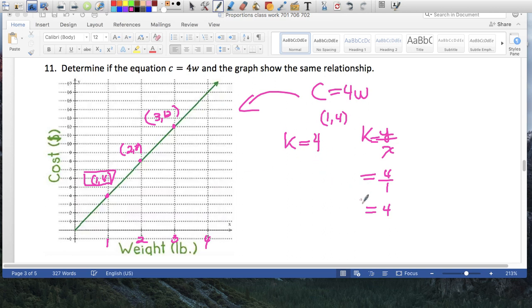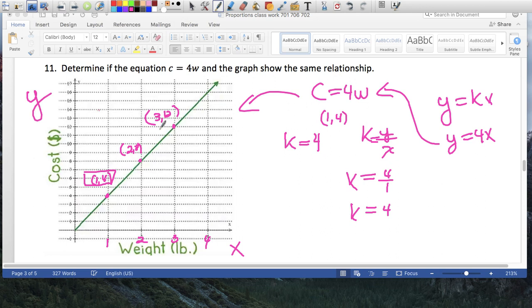And if I know k, I can now come up with the equation. The equation would be y equals kx, or y equals 4x. And this is the same thing as this, except that they use different letters. Remember, this represents the x-axis and this is the y-axis. For x, they use the letter W, and for y, they use the letter C representing the total. That's all that was.